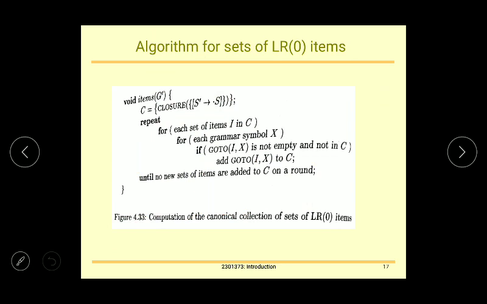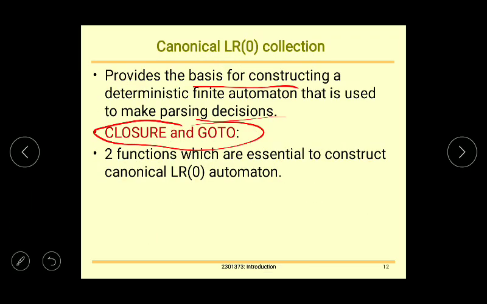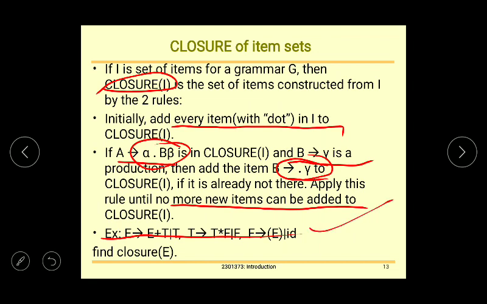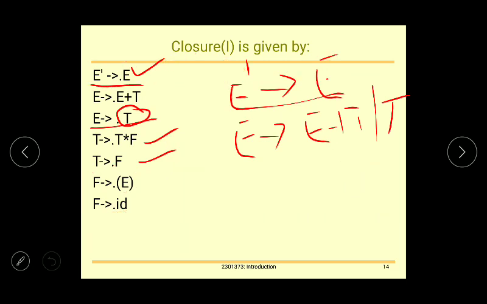See here, first find out closure. You are given the grammar, then first find out the closure of the start symbol. Suppose this is the grammar given to you: E gives E plus T or T, T gives T star F or F, F gives open E close or ID. Then how do we find the functions closure and goto? Closure is this one, we have already computed. Now what is goto? How to find goto?